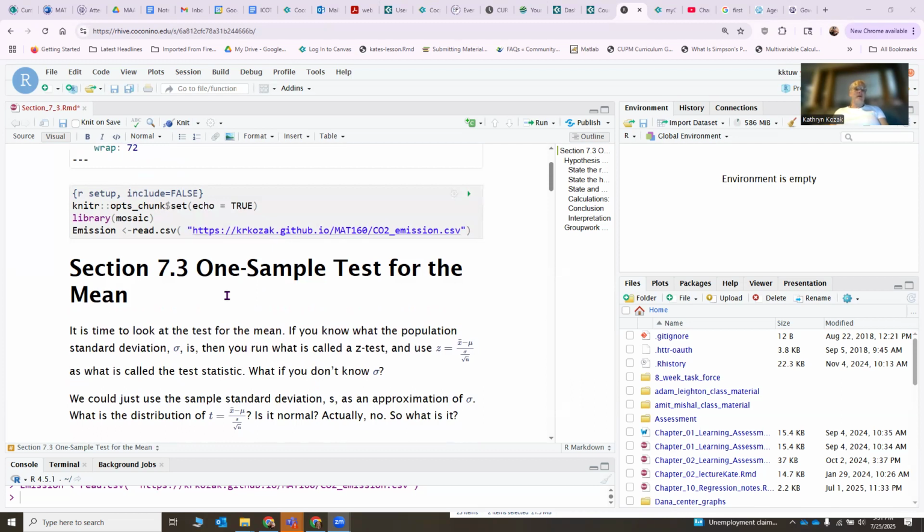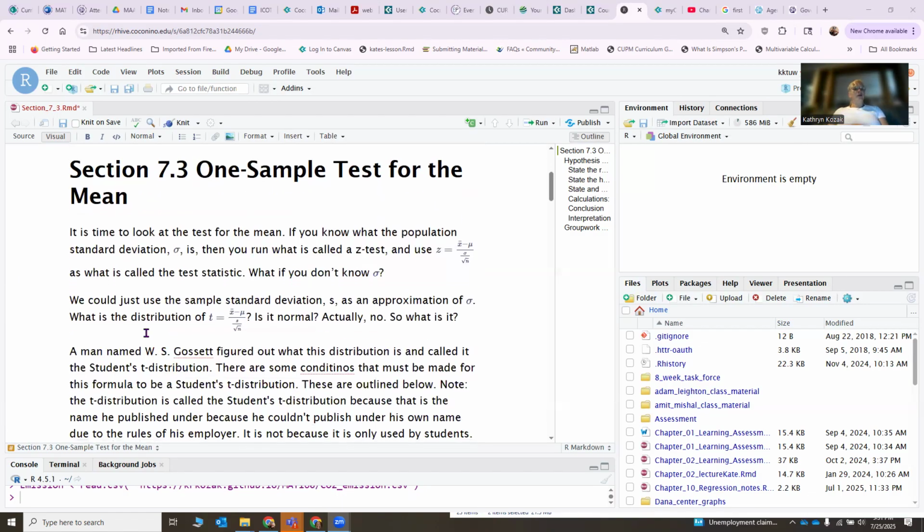What if you don't know what the population standard deviation actually is? So the question came up, and we could just use the sample standard deviation, which is as simple as S, as an approximation for sigma. So then the question came, what is the distribution of t equals x bar minus mu over S over the square root of n? Is it actually normal, since the z was normal? And that looks like the same formula. But actually, no. So the question came up, what was it?